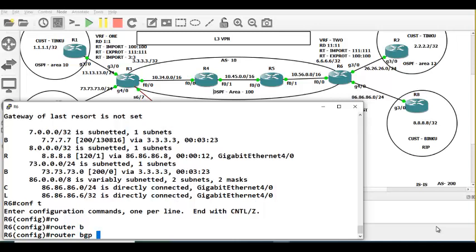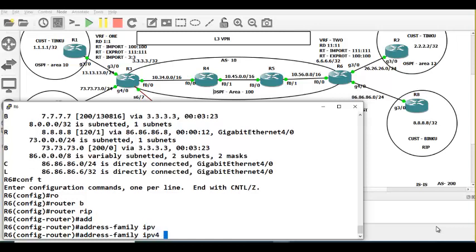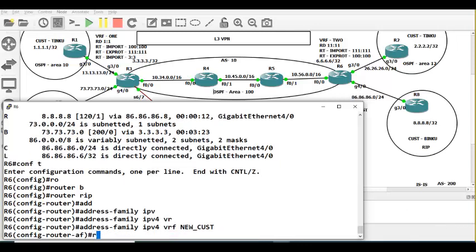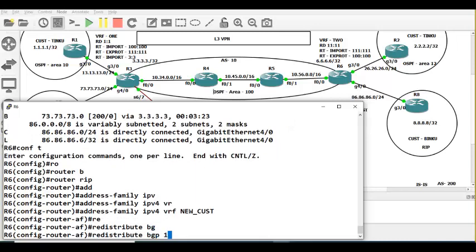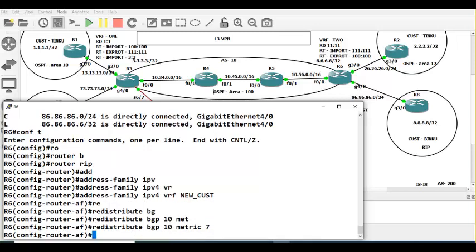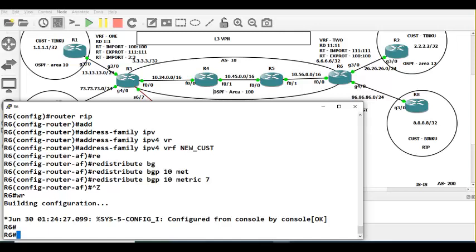Router RIP, address family IPv4 VRF new_cust, redistribute BGP 10 metric, give some hop counts. I'm giving 7 hops. It need not be accurate. So this is to take the route from the VPN and give it to the customer.